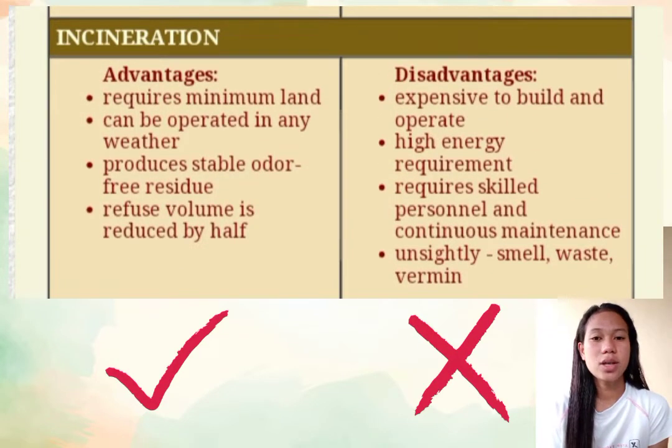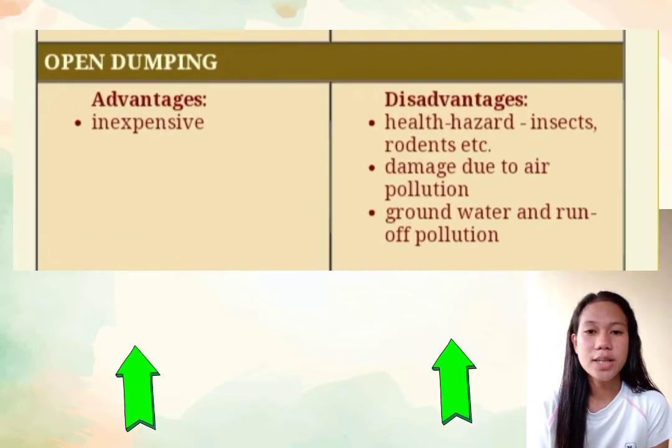Incineration. Advantages: requires minimum land, can be operated in any weather, produces a stable odor-free residue, refuse volume is reduced by half. Disadvantages: expensive to build and operate, high energy requirement, requires skilled personnel and continuous maintenance, unsightly smell, waste, and vermin. Open dumping. Advantages: inexpensive.